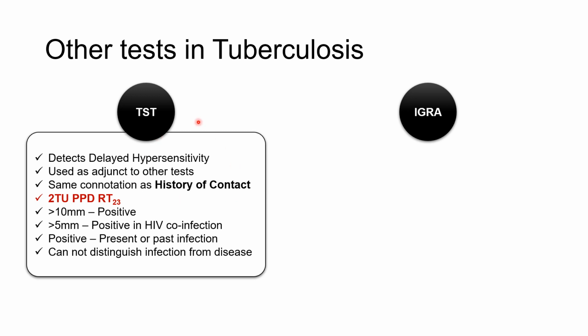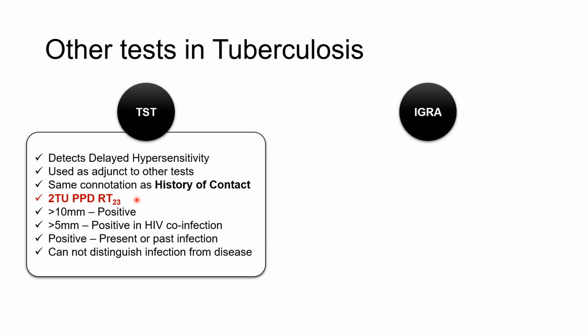That means by telling that a person is TST positive is the same as telling that a person is having some positive contact history with tuberculosis. That is all. And the dose is 2 tuberculin unit of PPD RT23, but as all the commercial available preparations are 5 TU and this is not available, so actually this is impossible to perform as of right now.